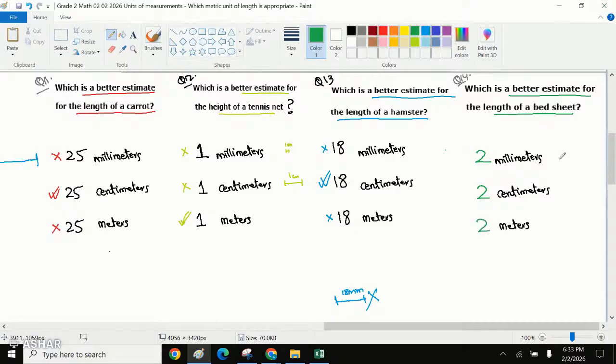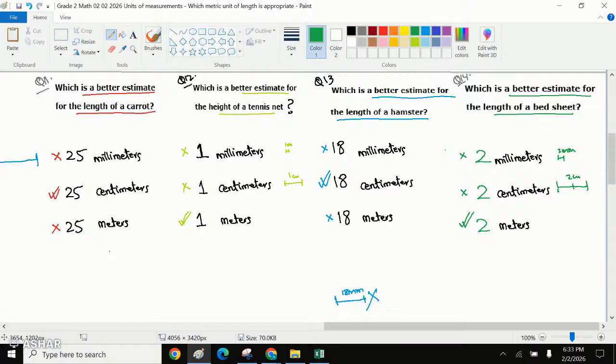Can we have a bed sheet this big? This is 2 millimeters. 2 centimeters would be 1 centimeter, 2 centimeter. Can you put this big bed sheet on a bed? No, we cannot, right? Millimeter is too small. Centimeter is too small, right? Then we would say meters is perfect. Agreed?